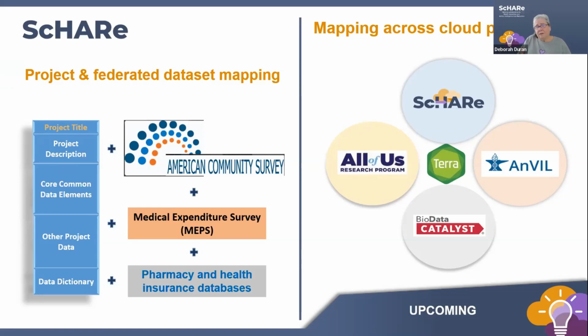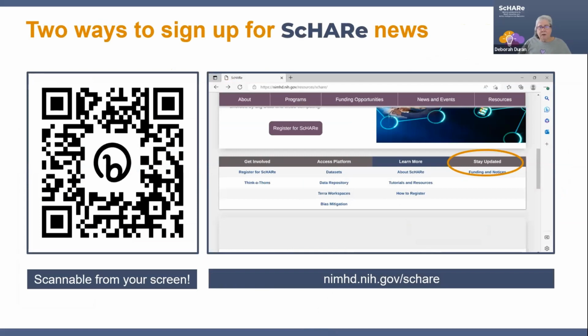So ideally, you can go into AnVIL and go into ScHARe and pull data and do epigenetic studies and epigenetic research. In order to utilize and stay up to date with what we do in ScHARe, you can click on the Stay Updated link on the web page, and this is how you get to the web page. Insert your email, and we send out updates and emails about upcoming events through this link.